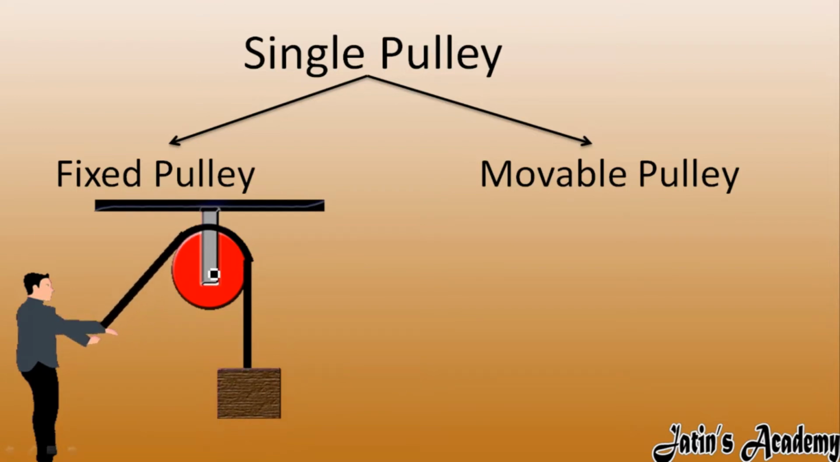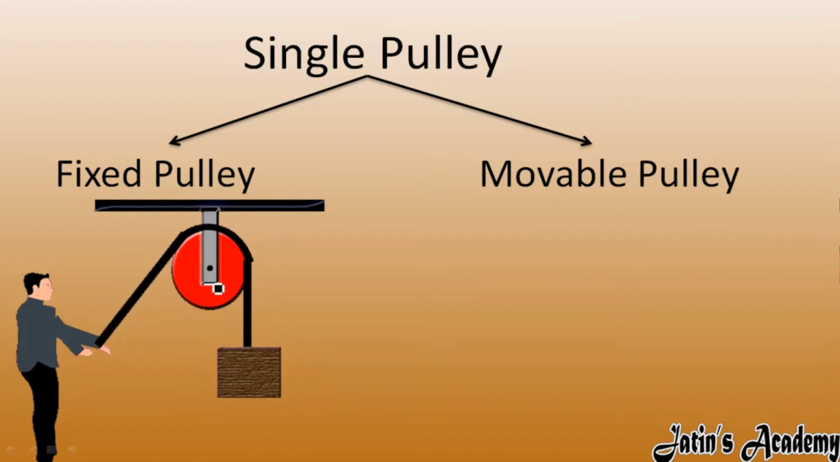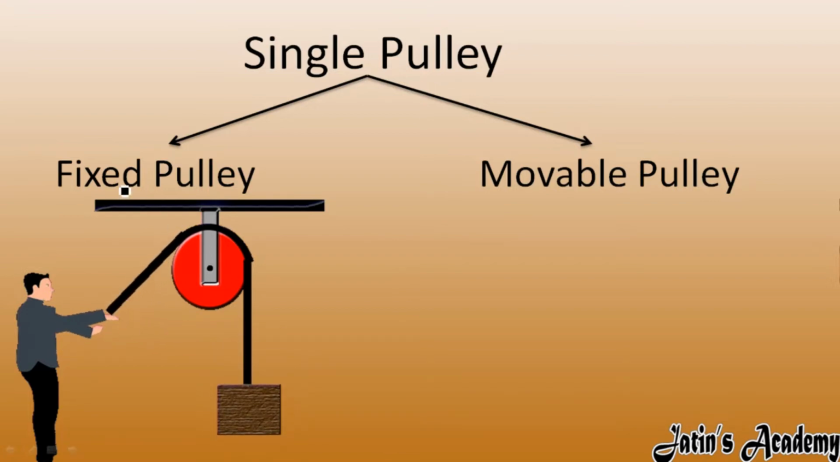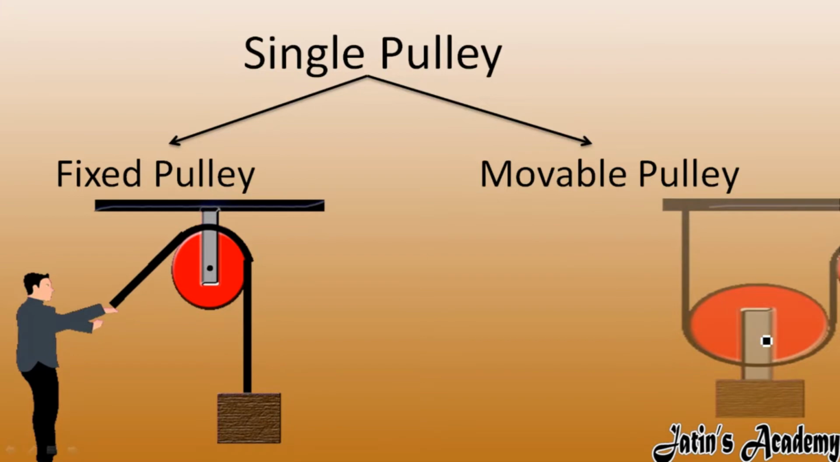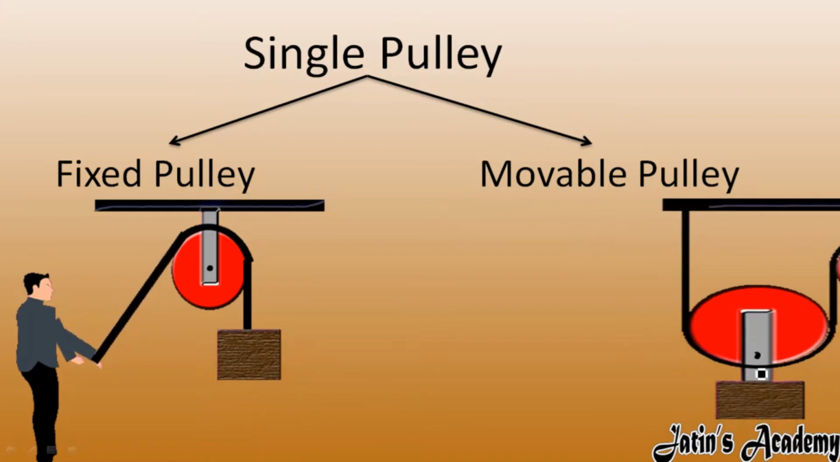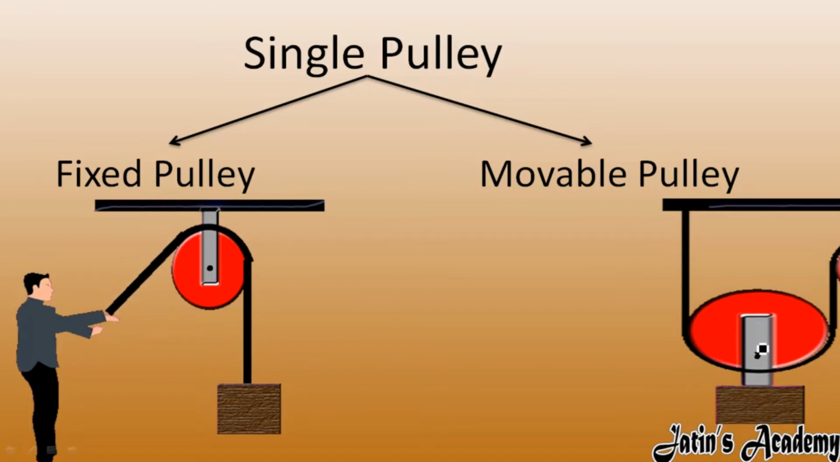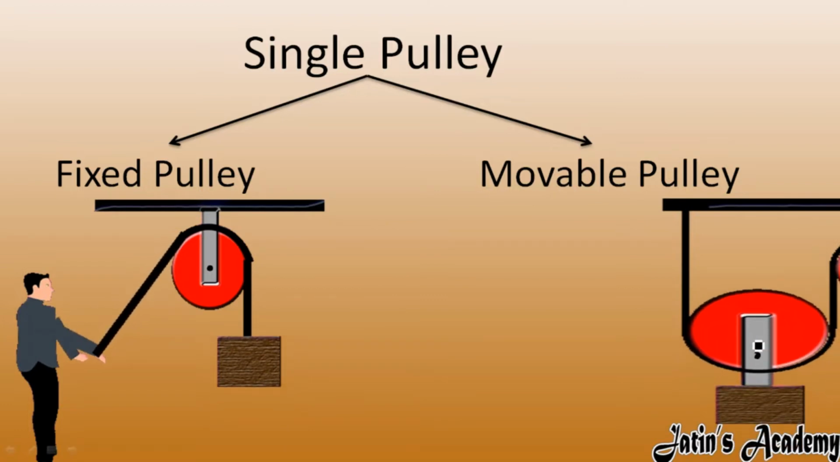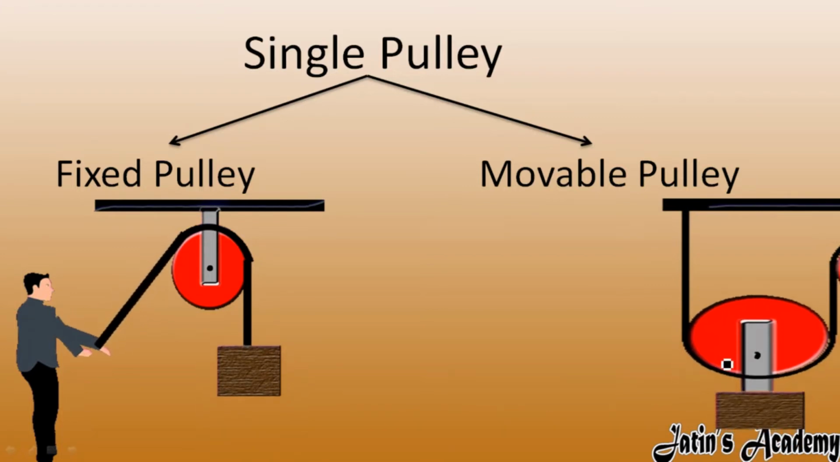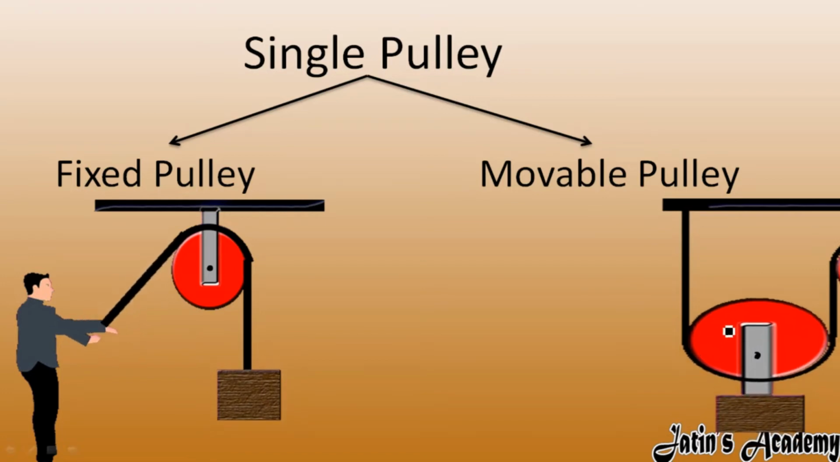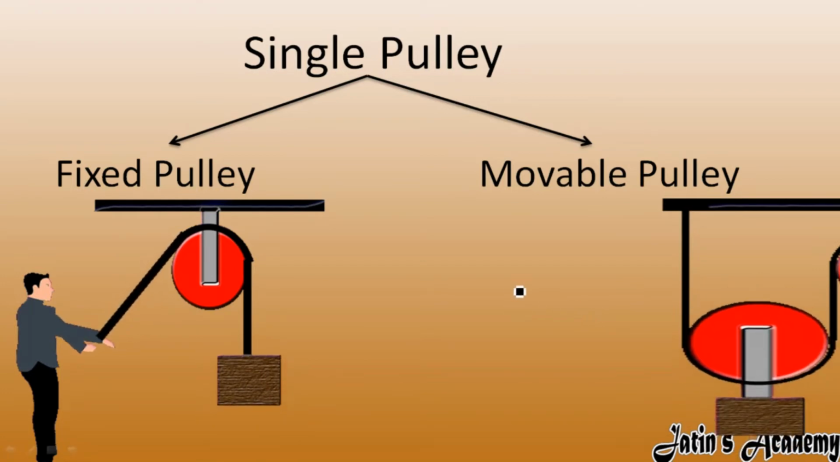For example, this pulley is rotating about its axle. This is the center of the pulley. This center of pulley or axis of pulley is not changing. It is fixed at a point. So this pulley is called fixed pulley. In the movable pulley, the axis of rotation, for example this axis of rotation, is moving in the upward direction. A movable pulley is one whose axis of rotation is movable, meaning it is not fixed at one position. Clear? Now let's understand one by one the mechanical advantage and velocity ratio of each pulley.